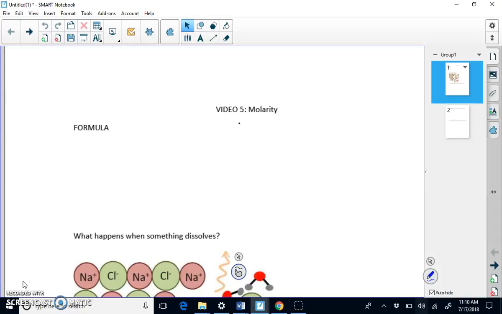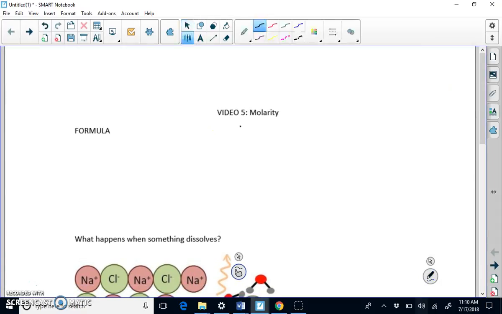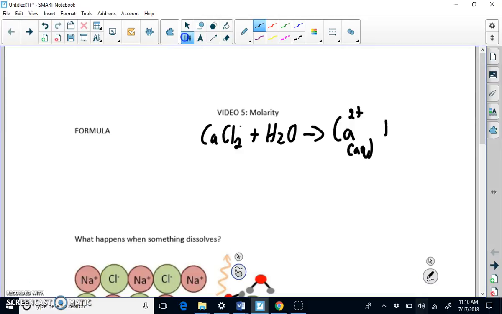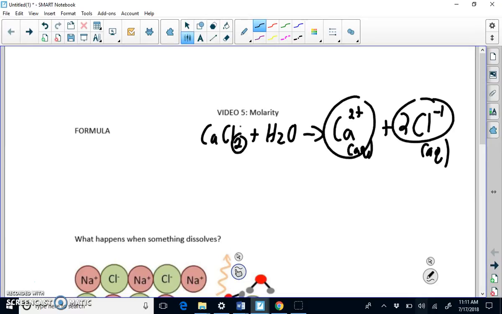So let's say you're taking calcium chloride and you're dissolving it in water. When you do that, a compound that dissolves in water separates into its ions. So you'll have the calcium ion, which is +2, dissolved in water, and then the chlorine ion, which is -1, dissolved in water, (aq). And since there's 2 in this formula, for every 1 calcium ion, there'll be 2 chlorine ions. So that's what happens when you dissolve things in water.